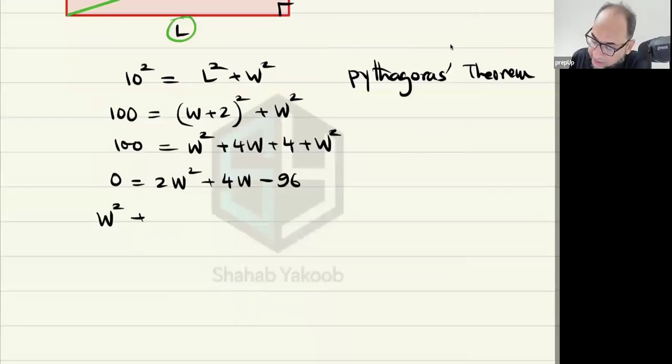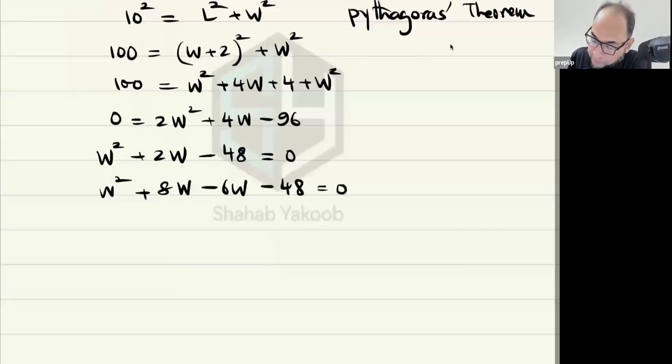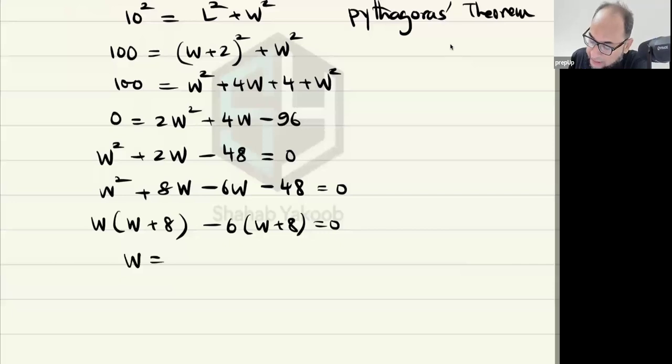Therefore W square plus 2W minus 48, my bad, that is 48, minus 48 equals to 0. So 6 8s are 48: W square plus 8W minus 6W minus 48 equals to 0. W bracket (W plus 8) minus 6 bracket (W plus 8) equals to 0. W plus 8, don't skip a step. (W plus 8)(W minus 6) equals to 0.